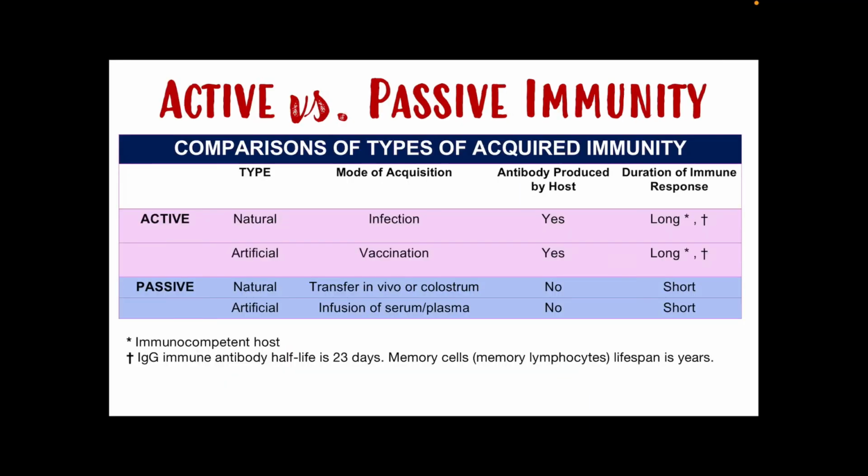This one just shows the differences between active and passive immunity. Again, both of them could be acquired through natural or artificial means. In active immunity, the antibody production is done by the body, whereas it's not done by the body in passive immunity. Also, the immune response in active immunity is long-term, whereas in passive, it's short-term. But you also have to consider if the host or the person is immunocompetent or not, and also the half-life and the lifespan of the antibodies and the cells involved here.